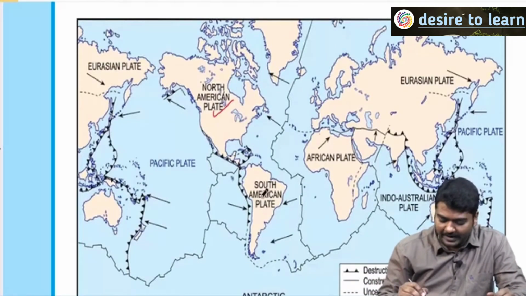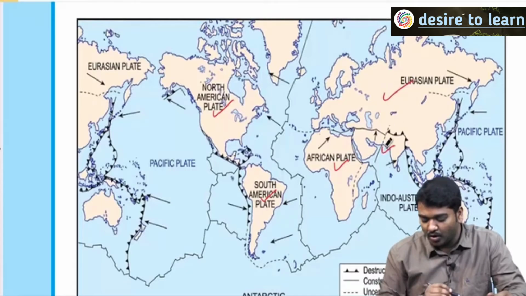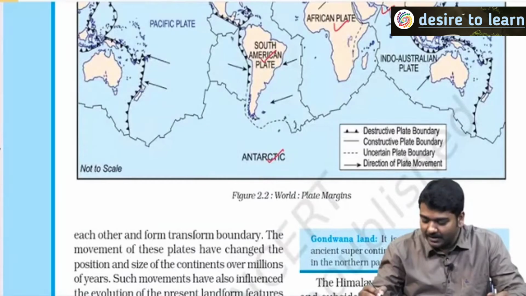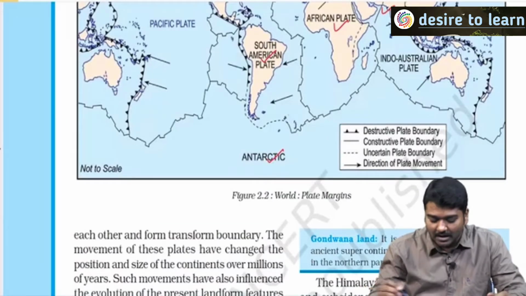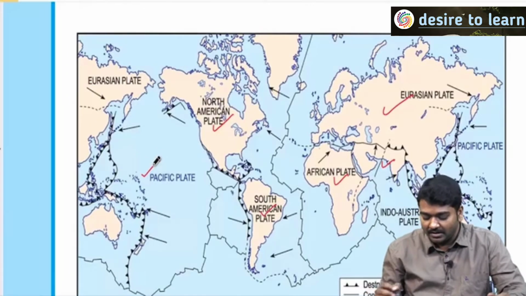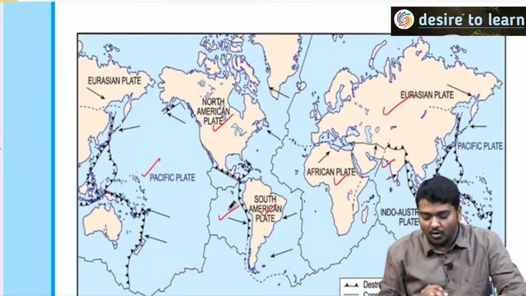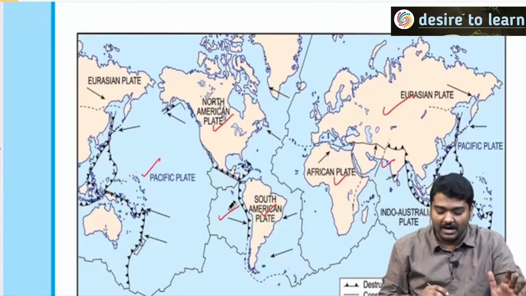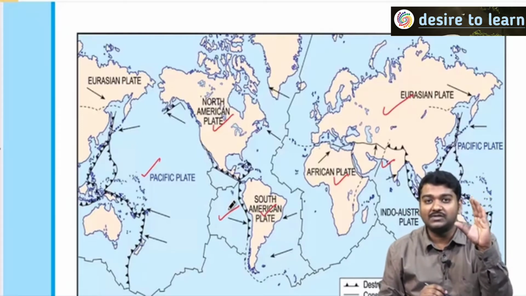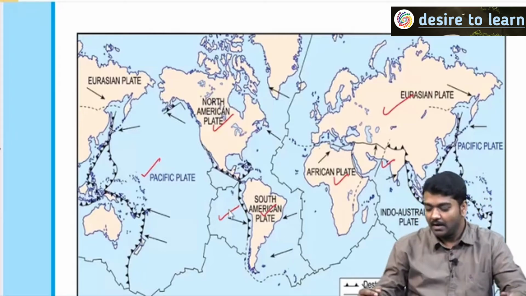North American plate, South American plate, African plate, Eurasian plate, Indo-Australian plate, and you have the Antarctica plate, correct? Then you have the Pacific plate, right? Then we also have to see the smaller ones, Nazca plate, Cocos plate and other plates which are actually present in different parts of the world. And we have also seen continental is lighter and oceanic is heavier, right?